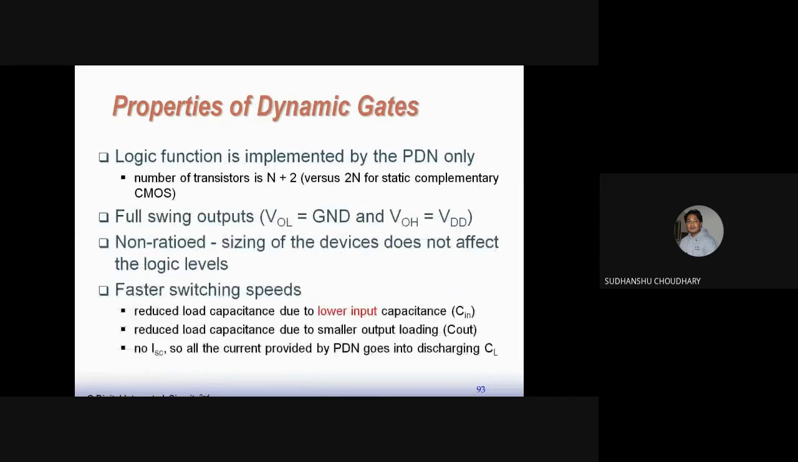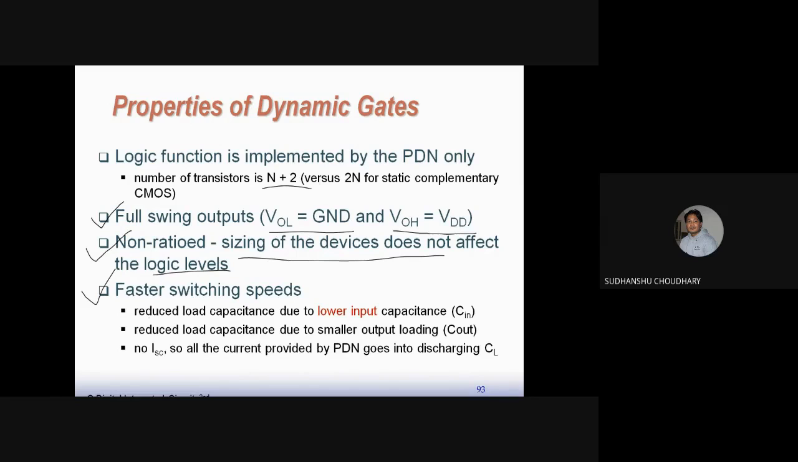So the dynamic gates we saw can be implemented using just n plus 2 transistors. Then VOL can be equal to ground, and VOH can be equal to VDD, that is, full swings at the output can be seen for this dynamic gate. It is a non-ratioed circuit, that is, sizing of the devices does not affect the logic levels. And you can also obtain faster switching speeds.